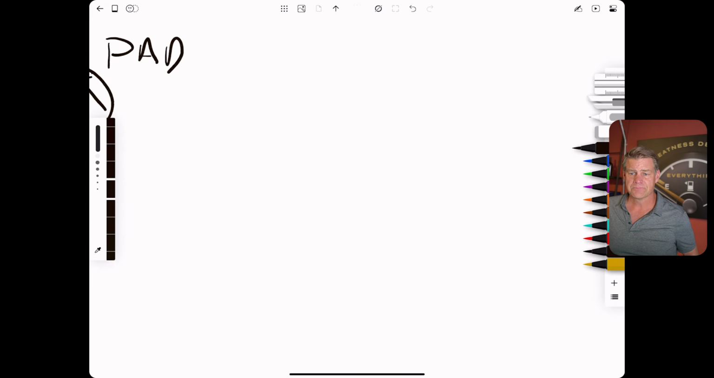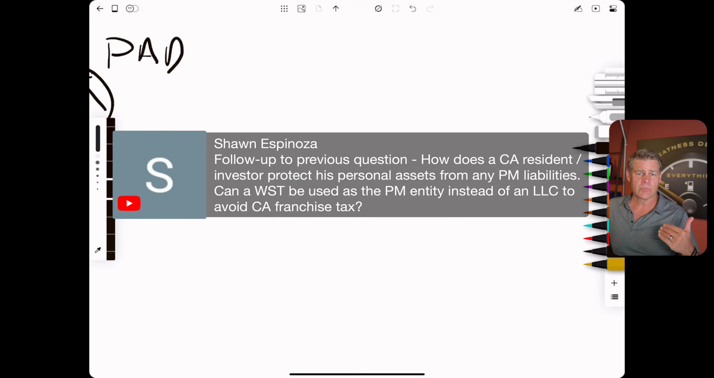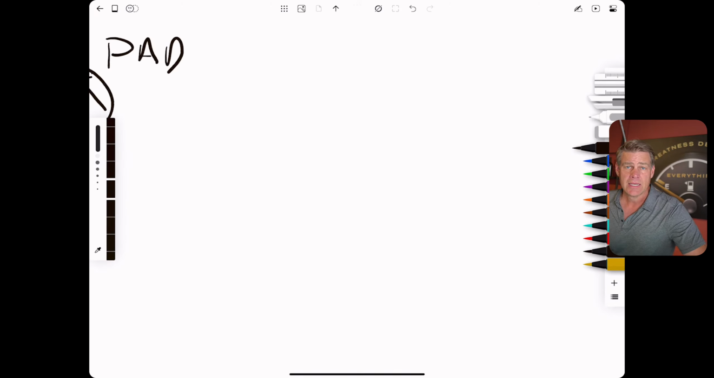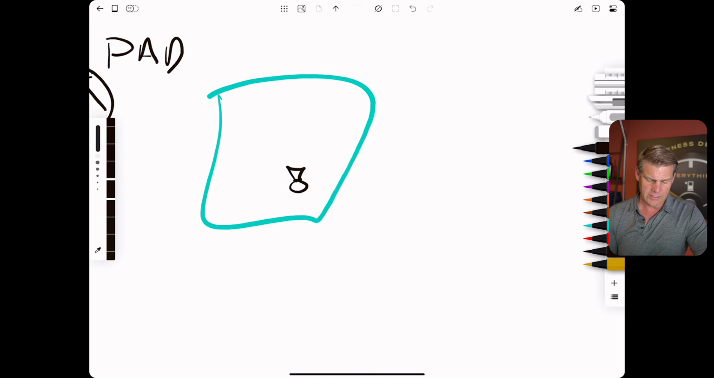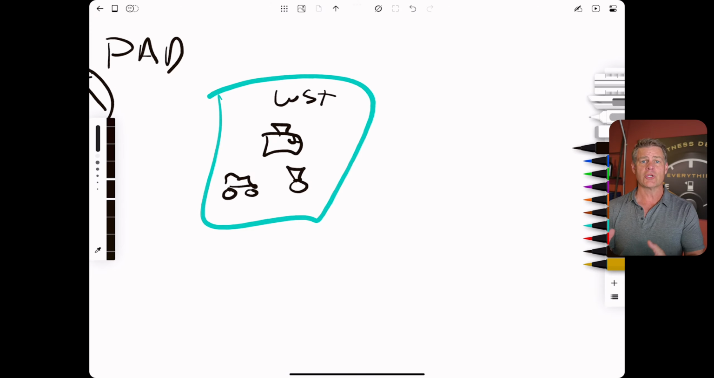Great question there. Follow-up to the previous question: how does a California resident investor protect his personal assets from personal liabilities? Can a WST be used as the entity instead of an LLC to avoid franchise taxes? You can use a WST, but if they're personal assets, you're not going to be protected. In fact, the biggest mistake I find a lot of people make when concerned about asset protection is they want to take all their personal assets and put them, in your case, in a WST. So they put their jewelry, their vehicles, their boats into the WST, and they think they have protection, but they use these on a daily basis for personal benefit. So there's no business purpose here, and if there's no business purpose, then that entity fails. And if it fails because it lacks a business purpose, which is the only reason you set it up, for asset protection, it could be a domino effect for all your other entities as well.